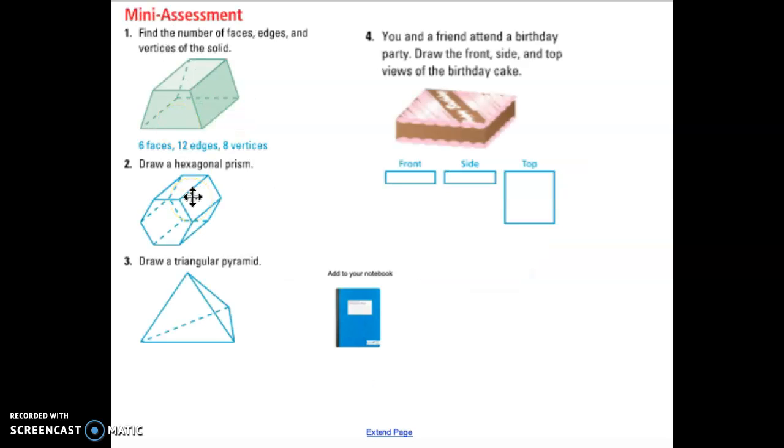All right, so here are your answers. This is what they should have looked like. I note the dotted lines in drawings 1, 2, and 3. They really help say to me that those are the lines that are hidden or not seen. And then here, your friend's birthday party cake, drawn from the different views. All right, that's it for today.